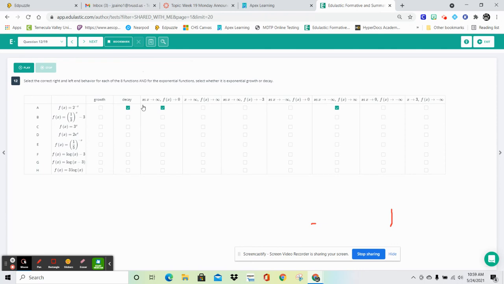All right, 1/3 to the x, minus 3. So again, this is decay. Now the asymptote is going to be at -3, so the right end behavior is going to be -3. But it will go up. The left end behavior will go up forever. All right, C, that's growth. My right end behavior will go up forever now because it's growing, and my left end behavior will approach 0.